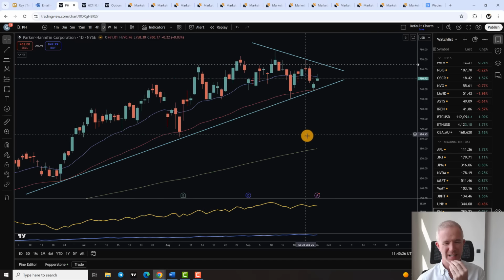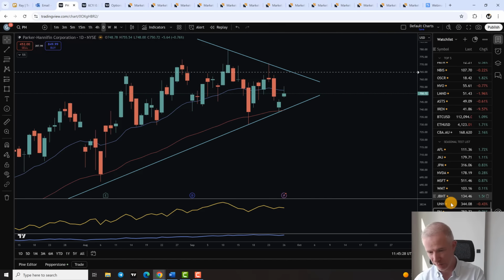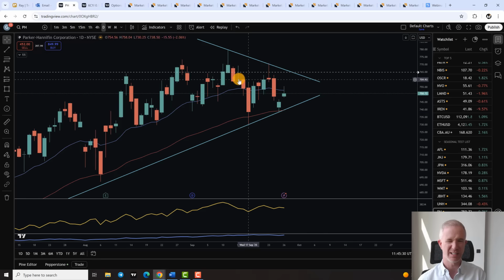Parker Hannifin, it's an option. It's further down the list for a reason. The structure doesn't appeal to me as much as some of the others, but it does historically perform well. We'll see how it is. You can see an alert here as we break out. Let's see the nature of how it actually moves when it does break out.